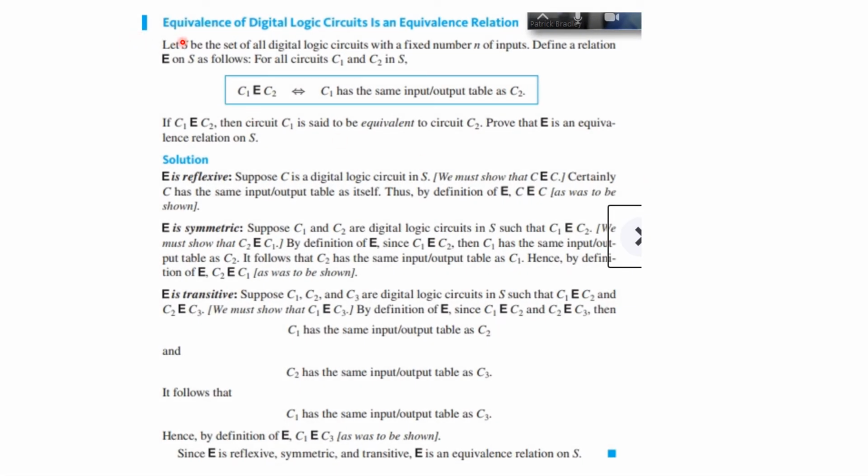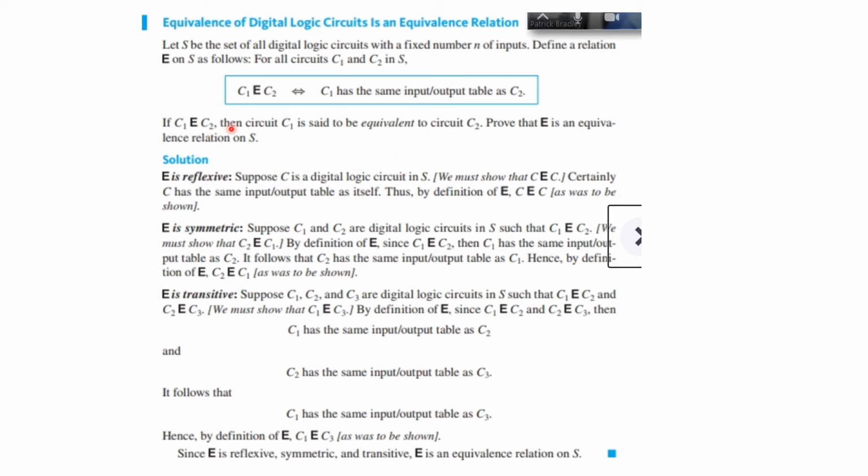Now, this maybe is more interesting for computer science people. The equivalence of digital logic circuits is an equivalence relation. Now, what does it mean? Well, we say circuit 1 is equivalent to circuit 2 if C1 has the same input-output table as C2. That means if you're putting in input voltages, they come out the same way. And so if C1 is related to C2, then C1 is said to be equivalent to C2. And we want to prove this is an equivalence relation.